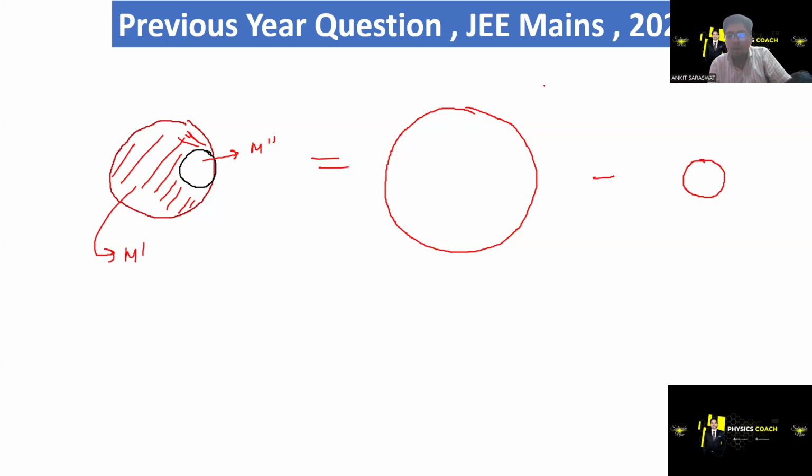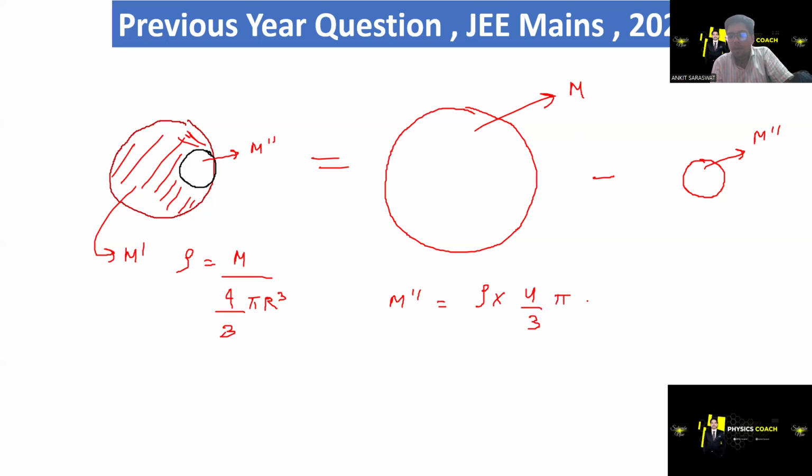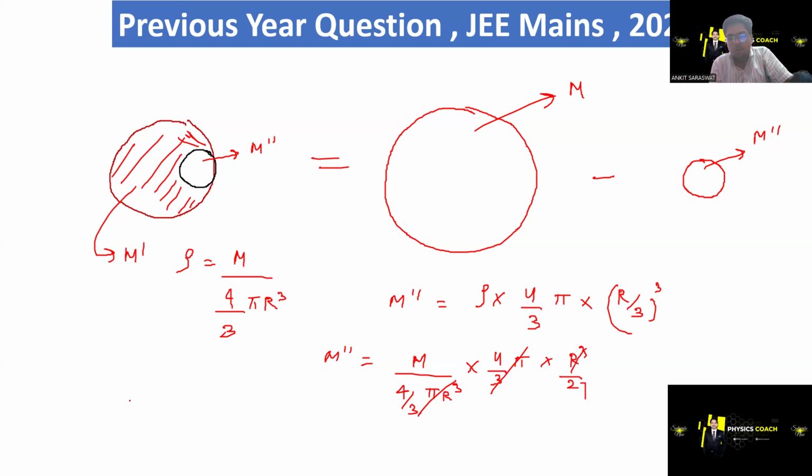But what we need is the mass of this smallest portion. We know that density is mass by volume, which is constant: mass over 4 by 3 pi r cube. So the mass of the smallest portion, whose radius is r by 3, is rho multiplied by volume, 4 by 3 pi (r by 3) cube. Using the density, the mass of the smallest portion is M over 4 by 3 pi r cube, multiplied by 4 by 3 pi r cube by 27. So just cancel out, and we get m double dash as M by 27.